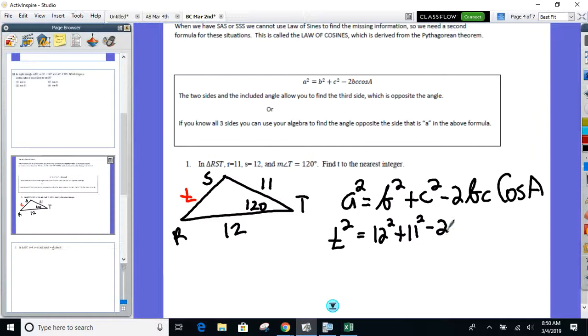Minus 2 times, what did I just plug in for b and c, the other two sides? 12 times 11, times cosine of the angle across from whatever you started law of cosines with. So this is not just 120, though. It's cosine of 120. Make sure the cosine goes with it when you have an angle measure.